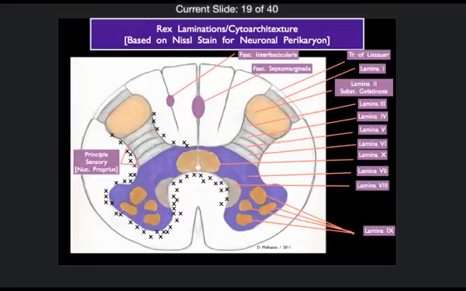Rexed laminations. Are you familiar with Rexed laminations? Does it mean anything to you? Well, around 1950, 1952, Rexed, a Scandinavian neurophysiologist, neuroanatomist, further classified each level by its cytoarchitecture. So this was based on a Nissl stain. It was very tedious work. It was better than a decade of dedication. And one way or another, this classification has remained.